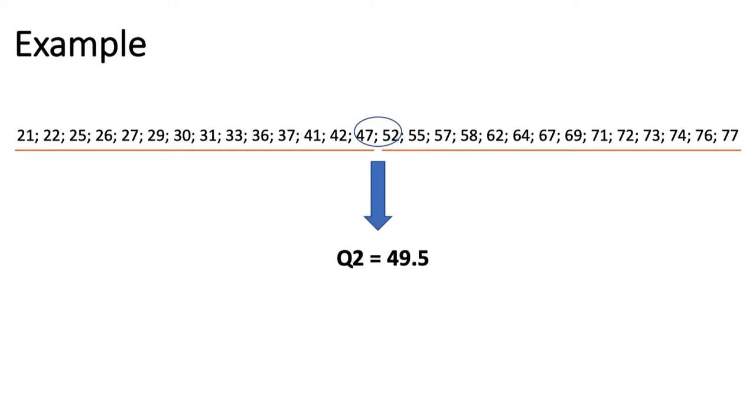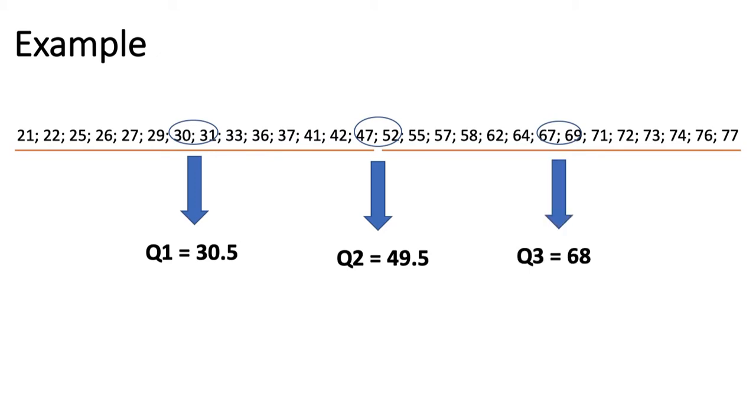Remember, the next step is to look at the lower half and identify which number or numbers fall exactly in the middle of the lower half. In this case, again, there's 2 numbers falling in the middle. We calculate their average, which is 30.5, and that is Q1. We then look at the upper half, identify the numbers falling in the middle, calculate the average. In this case, it is 68. That is Q3.